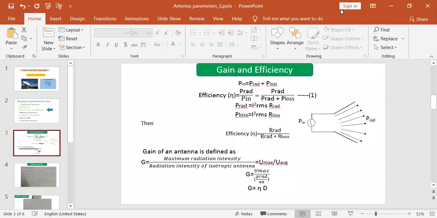So we can calculate the gain. Gain is equal to U max by U average. U average we already calculated in the last class. U average of any antenna is given by P radiated by 4 pi. If you solve this, we'll get a relation between gain and directivity. That is, gain is equal to efficiency into directivity.